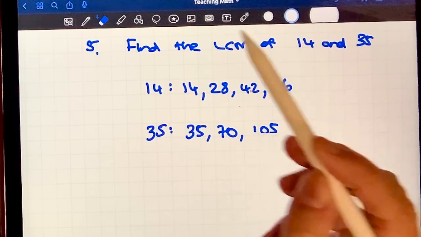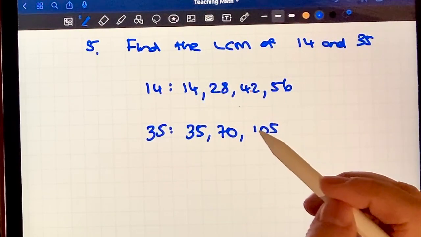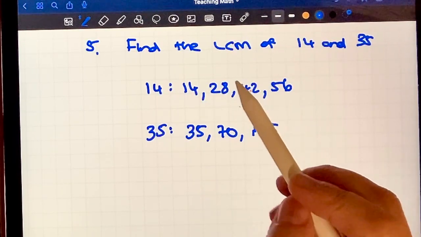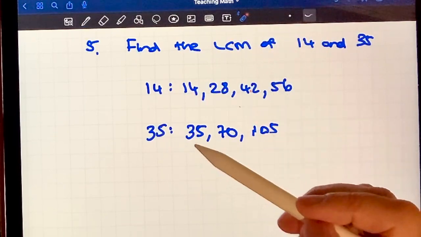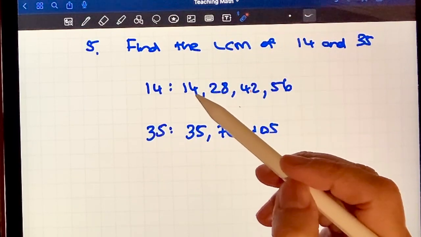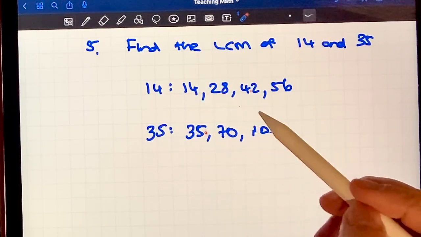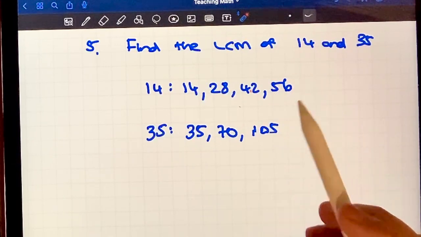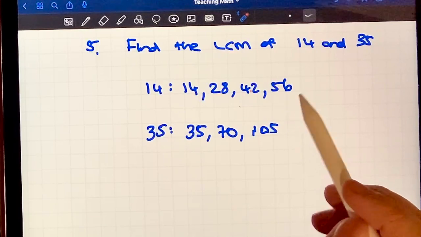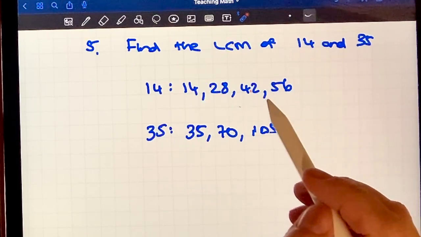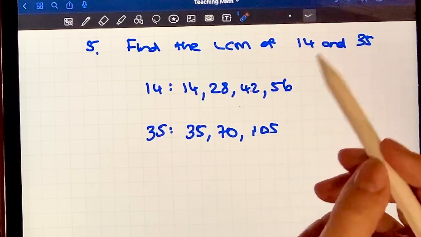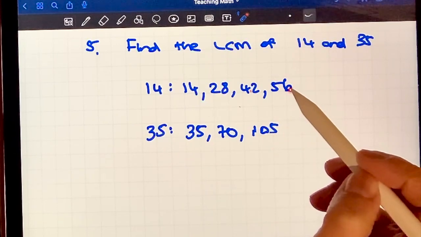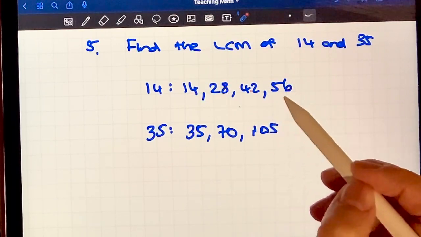Alright, so now let me just fix that. Okay. So I'm looking for a lowest common multiple. Do I have any common multiples at this stage? 14, 28, 35, 42, 56, 70, 105. I do not have a common, sorry, not factor, multiple. So I do not have a common multiple yet. And I can see that I'm already at 105 here. And I'm only on 56. So I better find a few more multiples here.